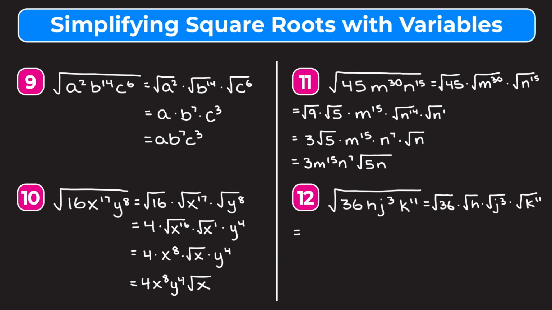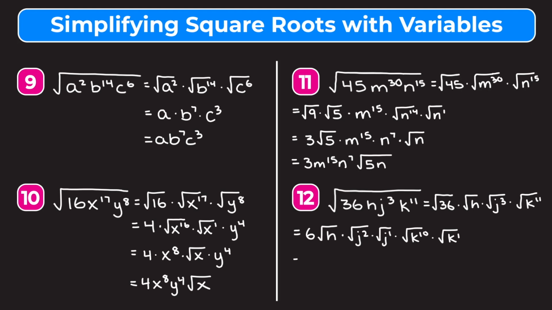And on the bottom left, we can simplify the square root of 36 because it's just 6. We can't do anything with the square root of h because it's the same as h to the first. So because our exponent is less than 2, we can't do anything with that. So we're going to leave it as a square root of h. For j to the third, we're going to rewrite that as the square root of j squared times the square root of j. And for the square root of k to the 11th, we're going to rewrite that as the square root of k to the 10th times the square root of k to the first. And I should have written this j as j to the first.